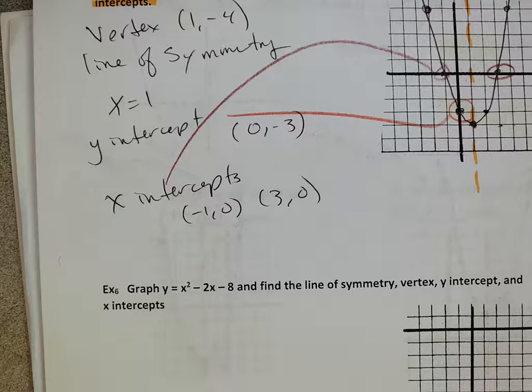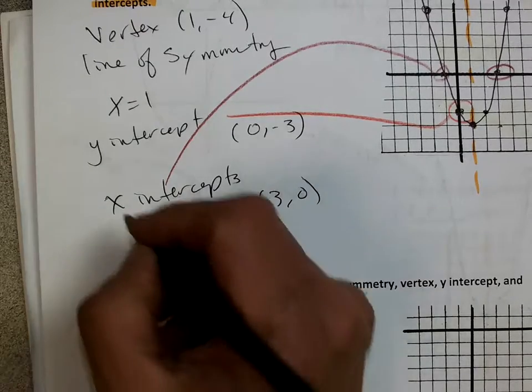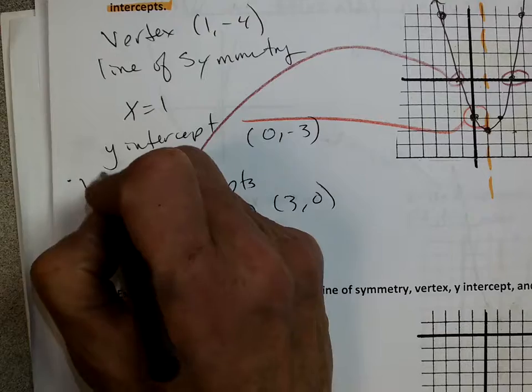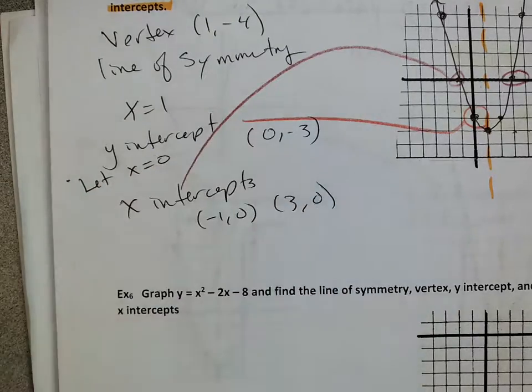Now, write that down. And we're going to talk briefly about if you can't get it from the graph. So very briefly, y-intercepts, write this down. Let x equal 0.